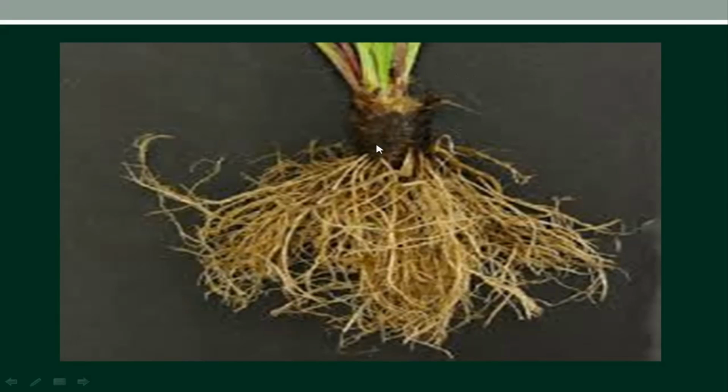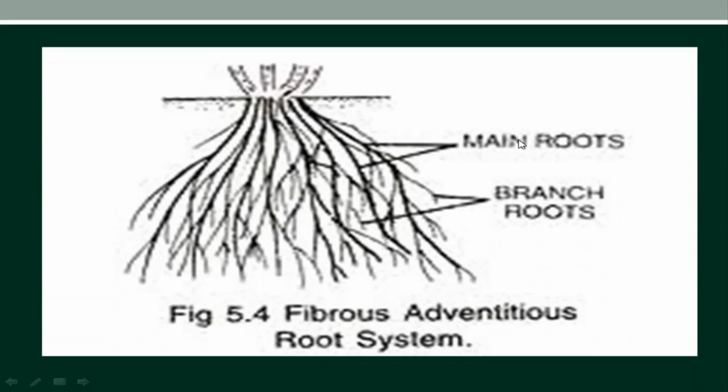This is the stem of the plant. As you see, this picture represents a large number of small roots that originate from the base of the stem. These roots are known as the fibrous root system. This picture also represents the fibrous root system.